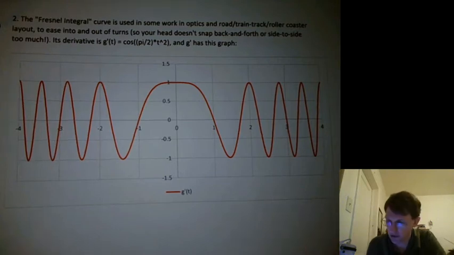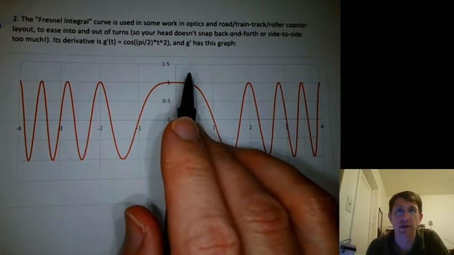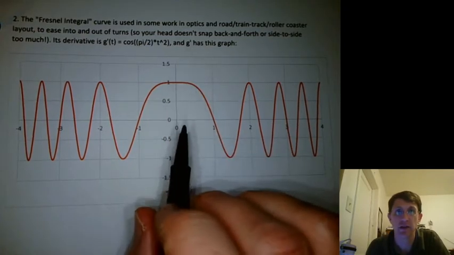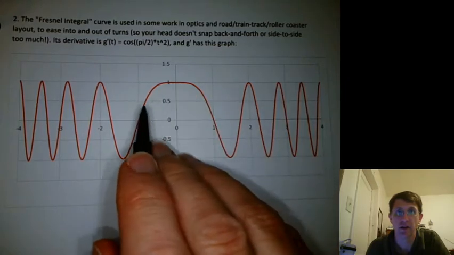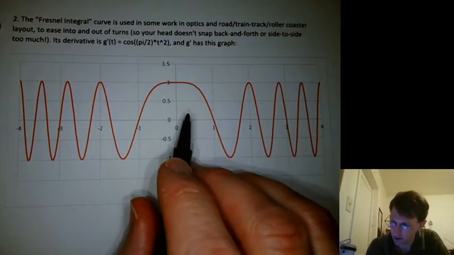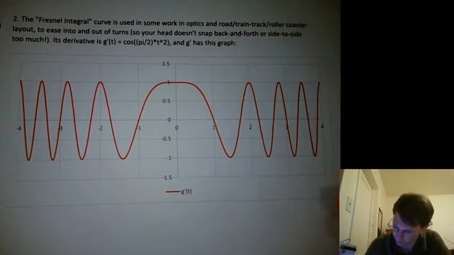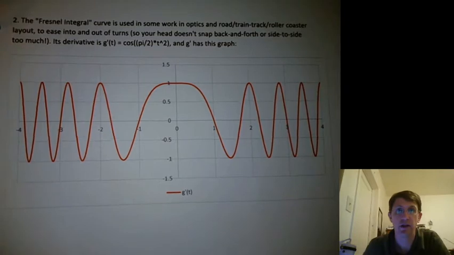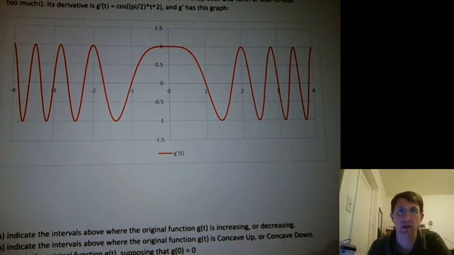The next page of that worksheet has another g prime sketched for us, and it's up to us to figure out the original function g. So this is the Fresnel integral curve. This is its derivative, and we want to figure out what the original function looks like. So again, we're going to indicate which intervals the original function g is increasing or decreasing, where the original function g is concave up or concave down, and then sketch the original function g.